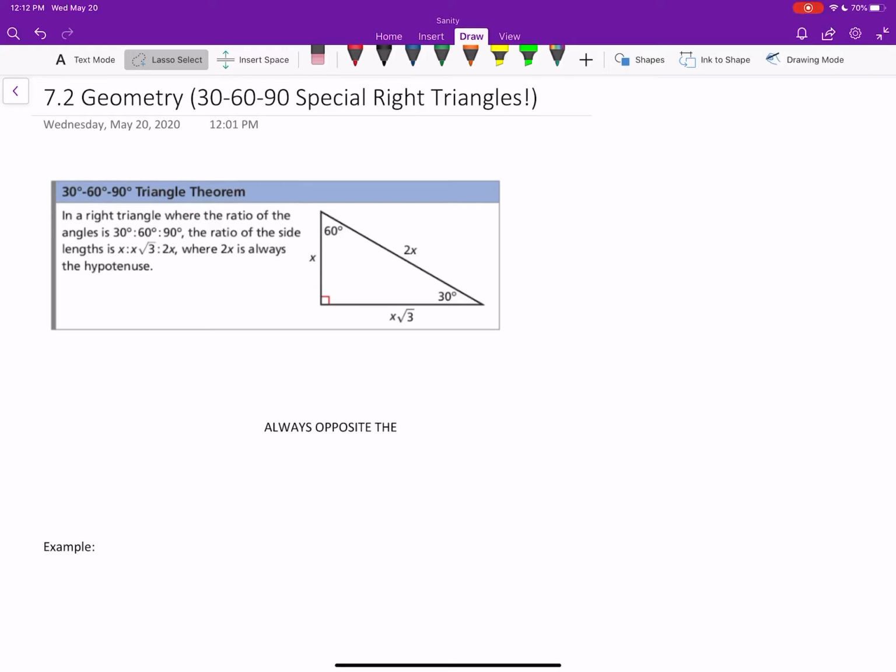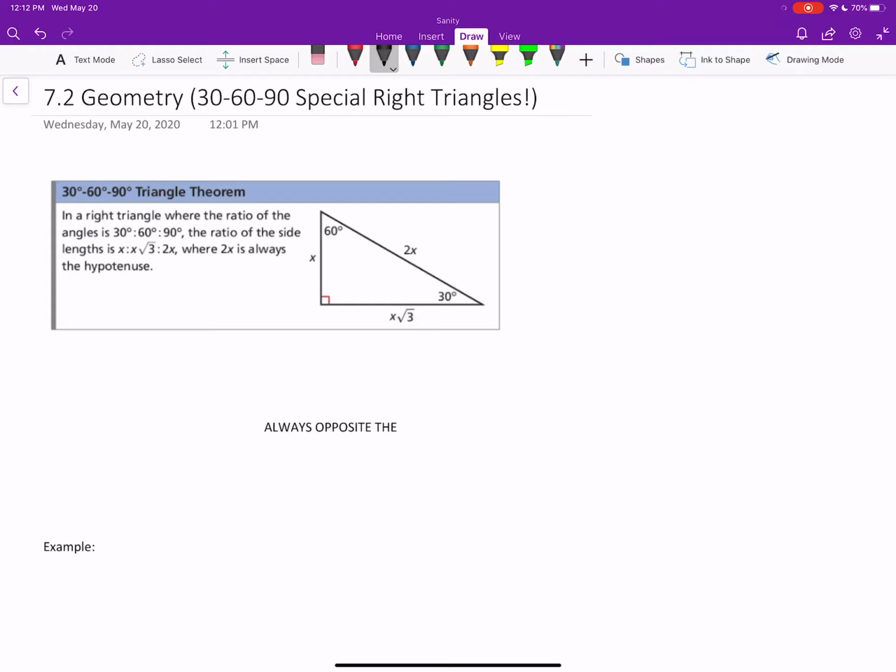It is week 7. It's the second assignment, and we are going to continue looking at some special right triangles. We've talked about some trig ratios, and those dealt with right triangles. Now we're going to look at some 30, 60, 90 special right triangles. And yes, when I say 30, 60, 90, I am referring to their degree measure. So, this is the theorem.